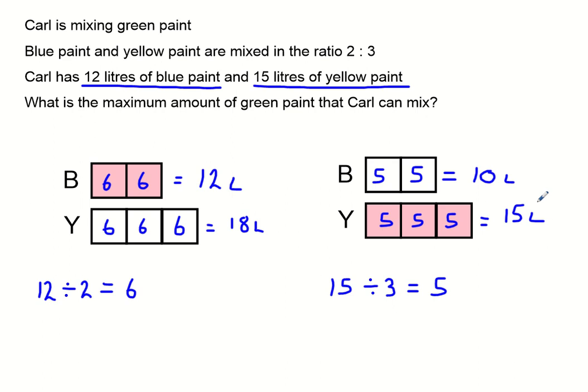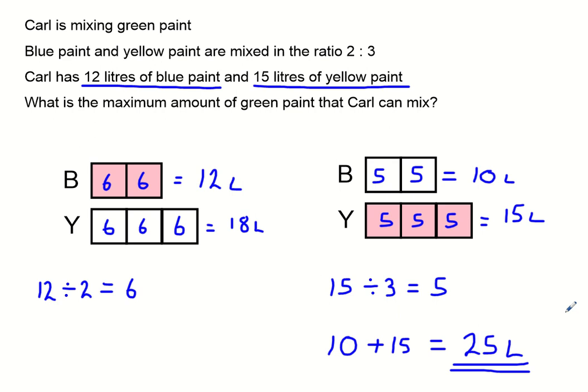So in total we are using 10 litres of blue paint, and we're using all 15 litres of yellow. This case can be done because we have 12 litres of blue paint, but we're only going to use 10 litres of it. There will be some blue paint left over, and that's fine. Answering the question, what is the maximum amount of green paint that Carl can mix? Well, since we now know that we are going to be using 10 litres of blue paint and 15 litres of yellow, that means that we're going to have a total of 10 plus 15 litres of paint, which means we're going to end up with 25 litres of green paint, and that will be our answer.